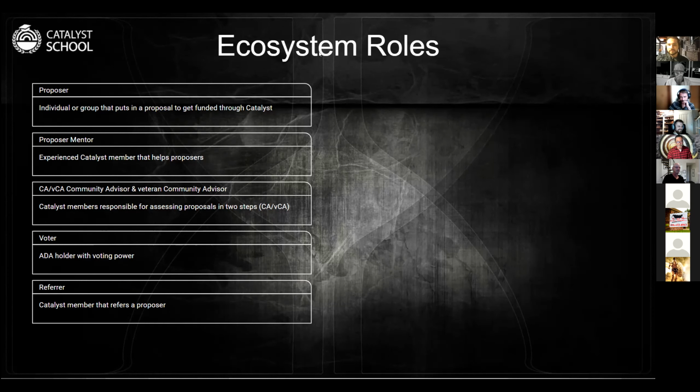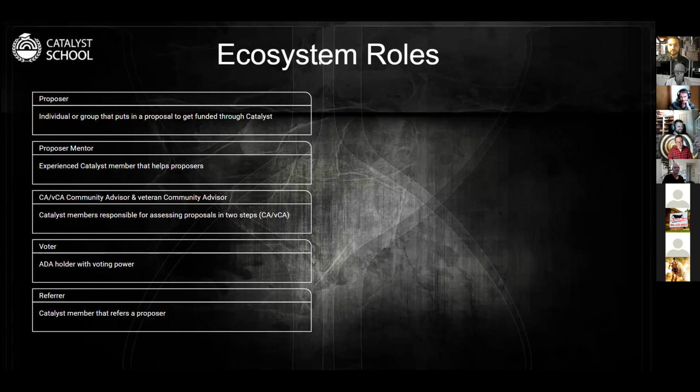Sorry for interrupting. Is there a specific way to do that? Let's say I have a friend that has an idea and I want to suggest he get into Catalyst and make a proposal. Is there a formal way to do that?